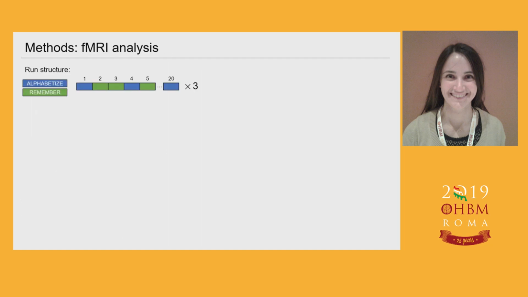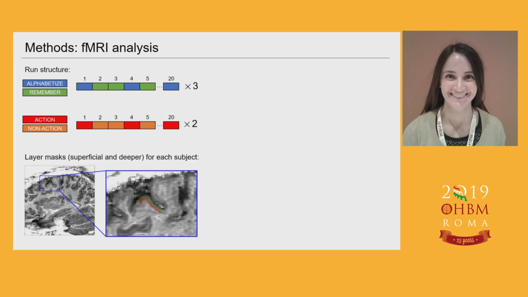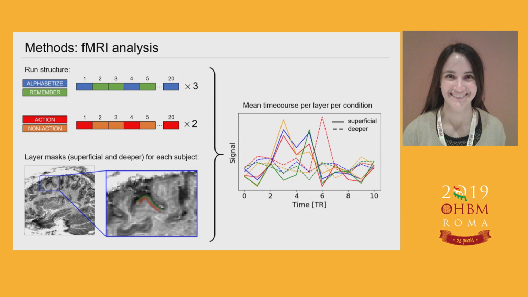The way the task worked was we had both trial types in a pseudo-random order, 20 trials in each run. We acquired 3 runs of the alphabetize-remember contrast and 2 runs of the action non-action contrast. And then we do all of our analyses in individual participant space. So we draw layer masks for each subject within our ROI that comes from the functional localizer. So we had one superficial, you can see in green in this example subject, and one deep, in red. And then we average the time courses in those layer masks for each trial type in each condition. So for every subject, we get a mean time course per layer per condition.